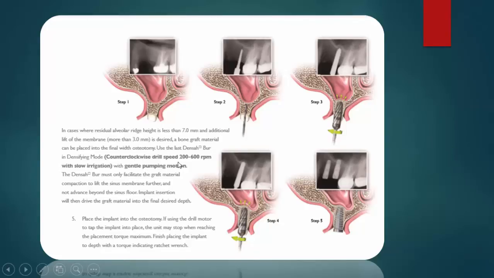بنحطه counter clockwise with a speed between 200 ل 600.